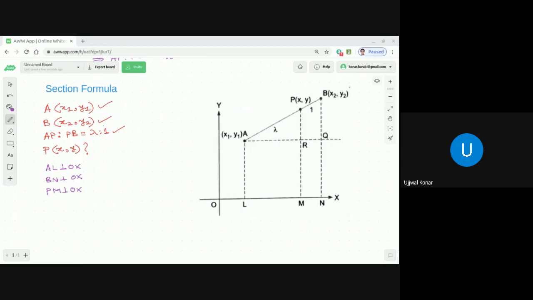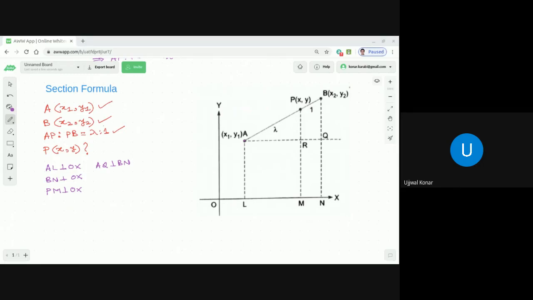Now, another construction we are doing is that from the point A, we draw a perpendicular to the line BN, and we get the point Q as the foot of the perpendicular. That means AQ is perpendicular to BN, and also this AQ is intersecting the line PM at the point R. And obviously it is very clear that AR is also perpendicular to PM. Now this is the construction. Whatever we wanted to do is done.